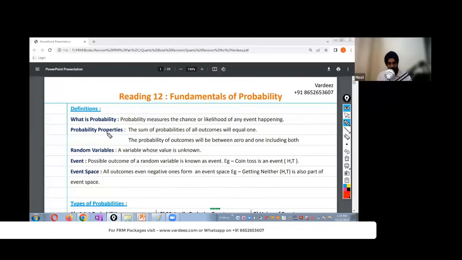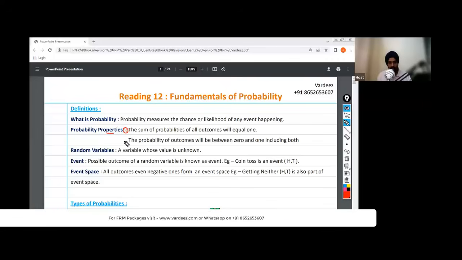Are there any properties to it? Yes, two properties. First, the sum of probability of all the outcomes will be equal to 1. So if you have multiple events, A, B, C, D, whatever events you have, when you add them up, it's going to equal 1. It cannot go above 1 at any cost.